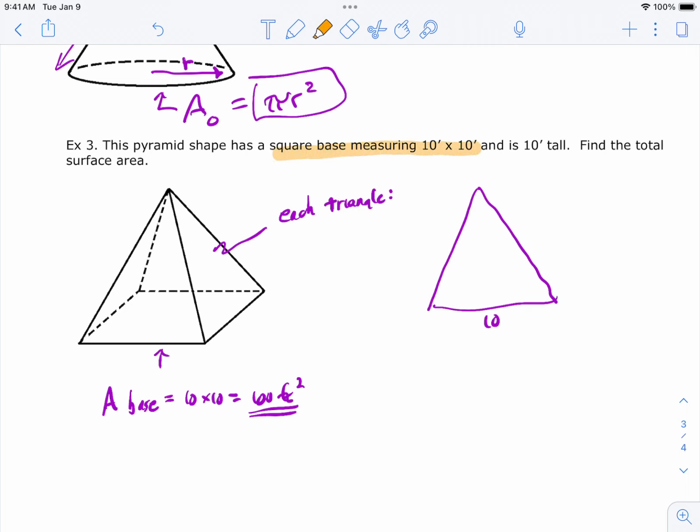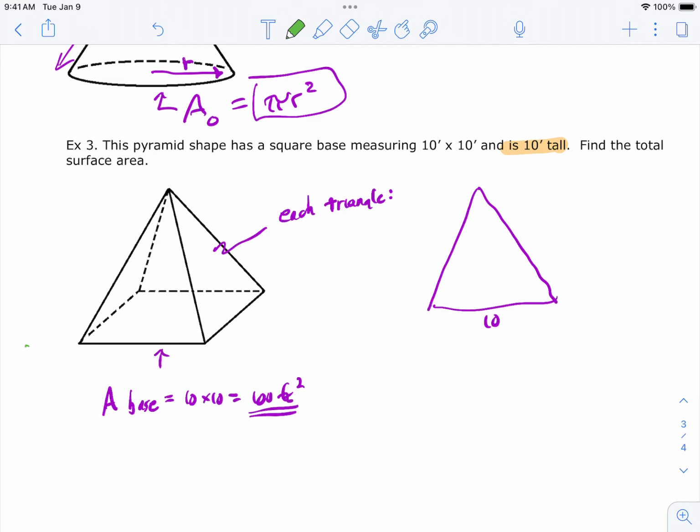The pyramid shape is a square base measuring 10 feet by 10 feet, yep, and it's 10 feet tall. The pyramid is 10 feet tall. Notice what that does not mean. It does not mean that these are 10s. These are not equilateral triangles. The only way they'd be equilateral triangles is if all the sides were the same, but they're not saying that the slant heights are 10. They're saying the height of the pyramid.